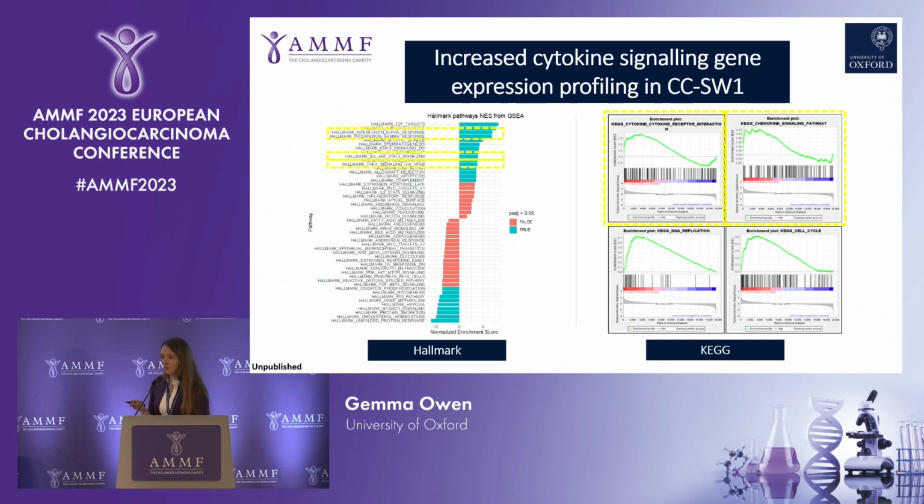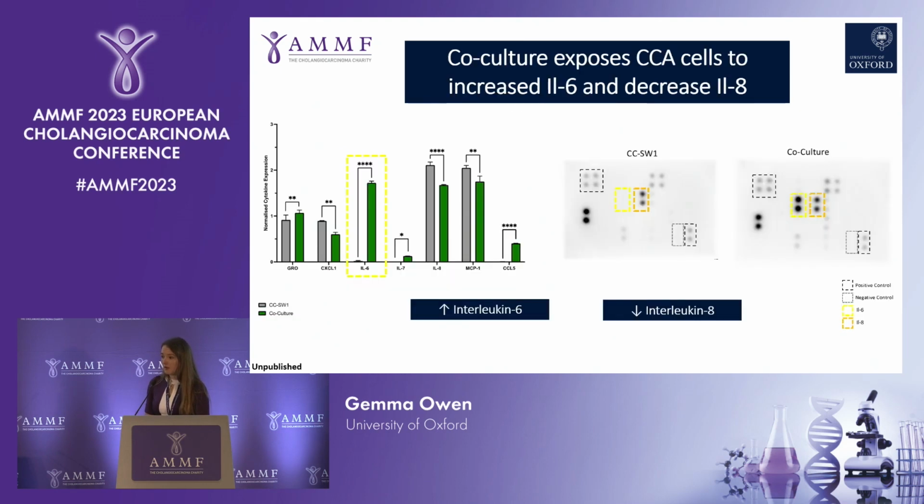Therefore, we decided to investigate whether this significant change to cytokine gene expression was mimicked in the cholangiocarcinoma secretome. So that's what we did. We used a human cytokine array to evaluate the expression of 42 cytokines in the secretome of our cholangiocarcinoma cells when grown alone and when grown in co-culture. And what we found was a marked difference in the concentration of these cytokines the cholangiocarcinoma cells were exposed to before and after co-culture. One of the most striking was IL-6.